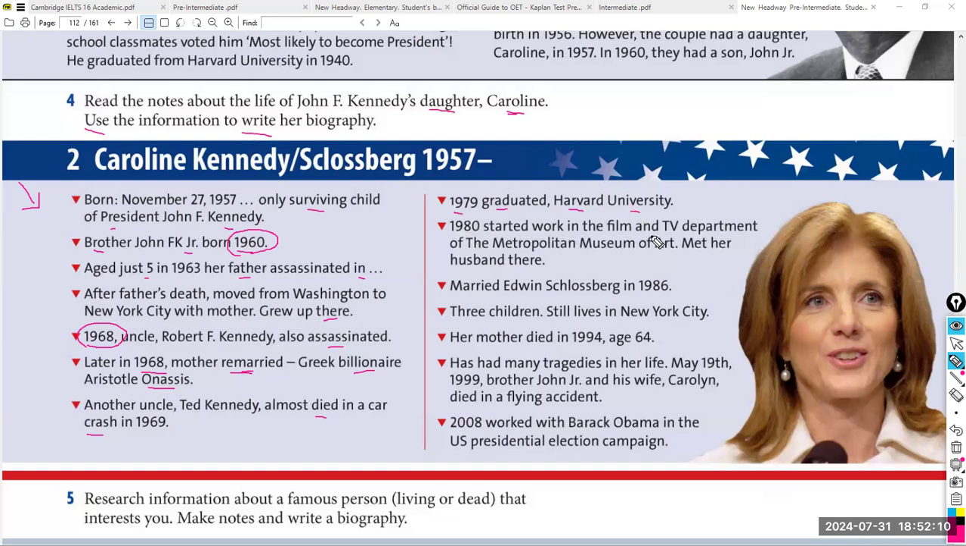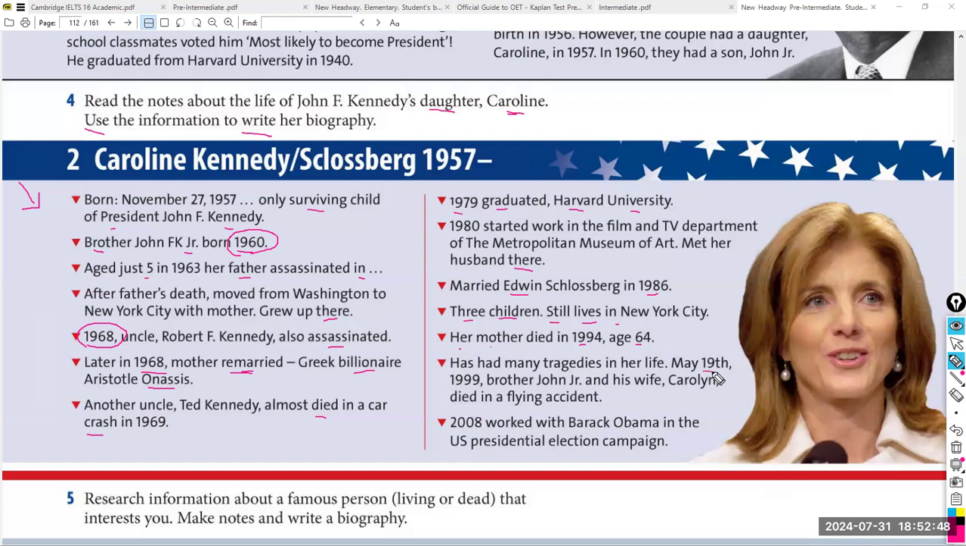1980 started to work in the film and TV department of the Metropolitan Museum of Art, met her husband there. Then we have married Edwin in 1986. 3 children, absolutely, she has 3 children, still alive or still lives in New York City. Her mother died in 1994, aged 64, has had, this is present perfect, many tragedies in her life.